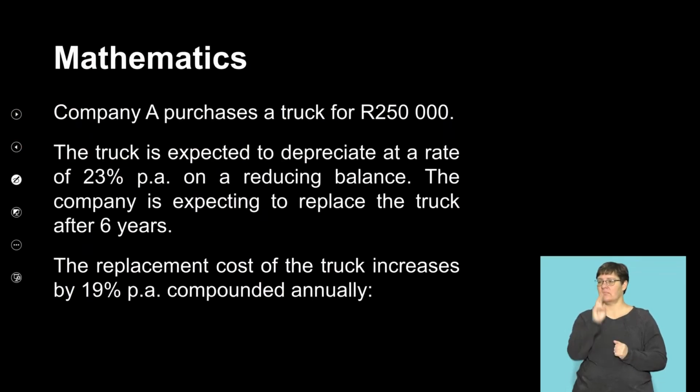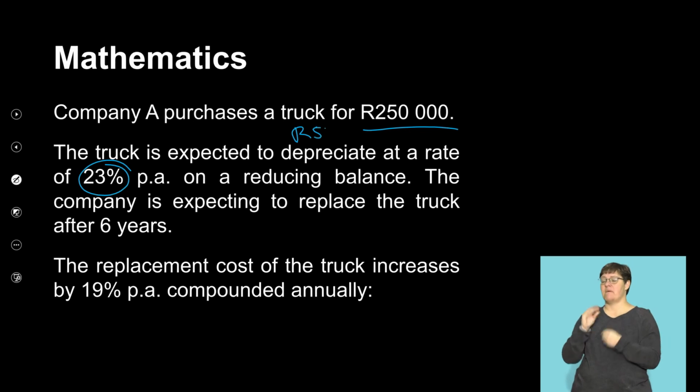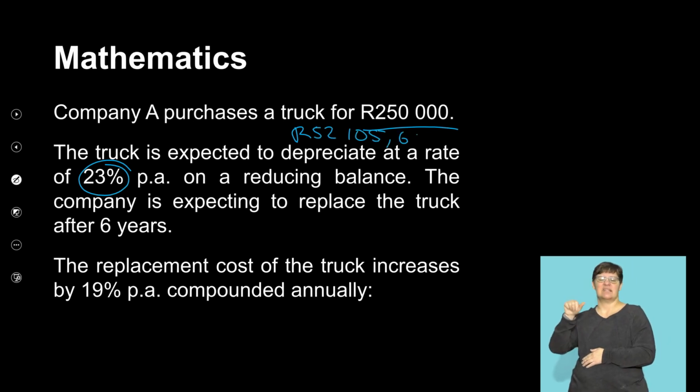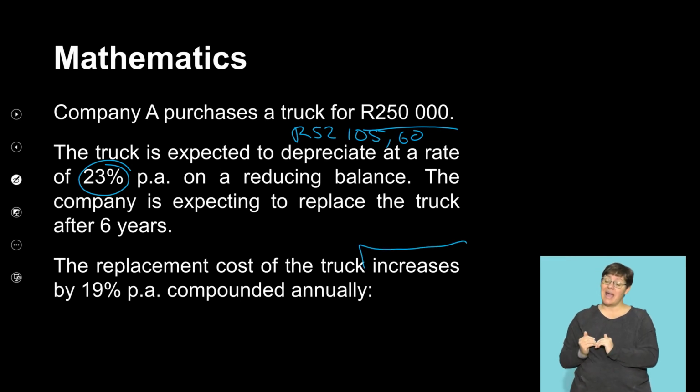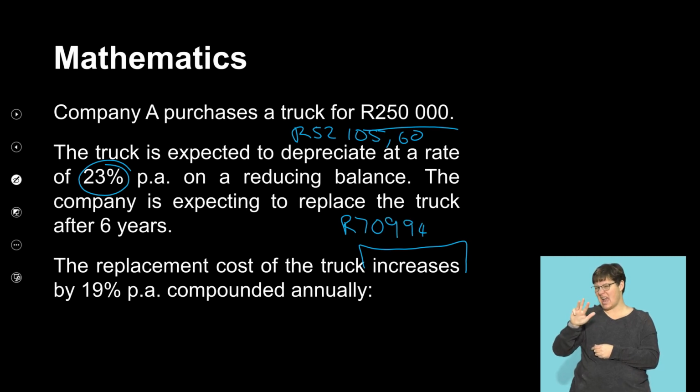So let's quickly recap the data that we have. We're still looking at the sinking fund. The company, as I said, purchased the truck for 250,000. It depreciated and gave me a value of 52,105 and 60 cents, on a reducing balance. When I wanted to replace it, the price increased until it got to 709,000, I think 940 and 21 cents. I hope my memory is not failing me. And this was compounded on a month-to-month basis.